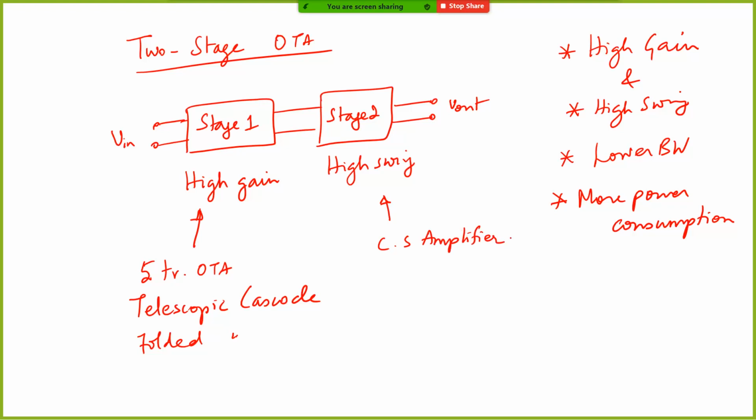Okay, because a common source amplifier with a current source load is one which gives you the highest amount of swing available among all the other topologies. And the gain, you get kind of a mediocre amount of gain, but that is okay. But you compensate for the gain in stage 1.